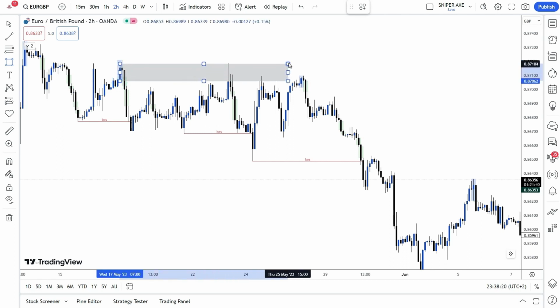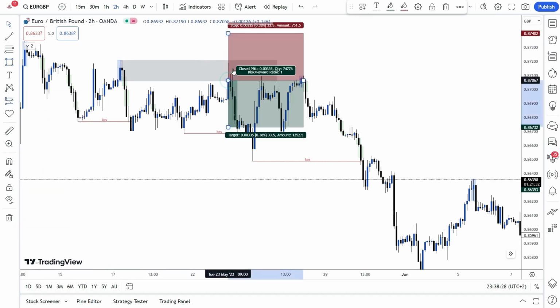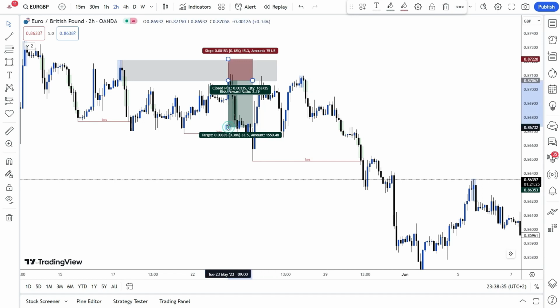So I had an order block right there after that imbalance. Then straight away we got a sell from that zone. That's a short trade. This was a sell. How many pips? Just 15 pips of risk. You don't have to worry about a lot of things.